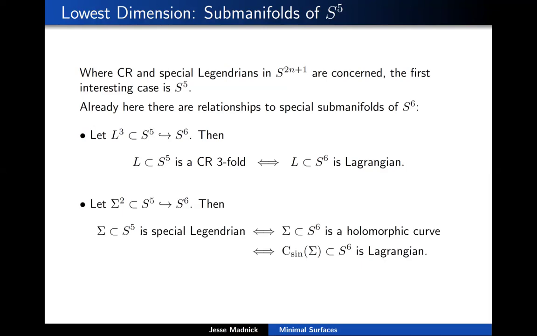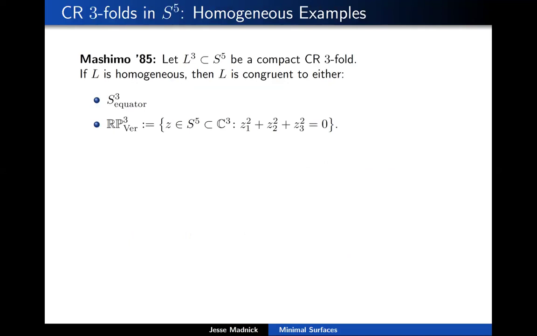Similarly, if I have a 2-dimensional surface in S5 that's special Legendrian, that automatically gives me a holomorphic curve in S6. In fact, all holomorphic curves in S6 that lie in an equatorial S5 arise in this way. And this is equivalent to the sine cone being Lagrangian. So this is a funny relationship between holomorphic curves and Lagrangians in the 6-sphere. You can take the sine cone of a holomorphic curve and get a singular Lagrangian that way. Okay, all right, so let's play the same game.